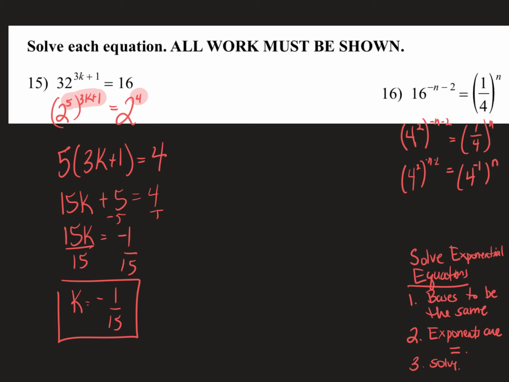My exponents are equal. 2 times negative n minus 2 is going to equal negative 1 times n. So distribute on the left. Negative 2n minus 4 equals negative n. Add 2n to both sides. So negative 4 equals n. That's the answer to number 16.